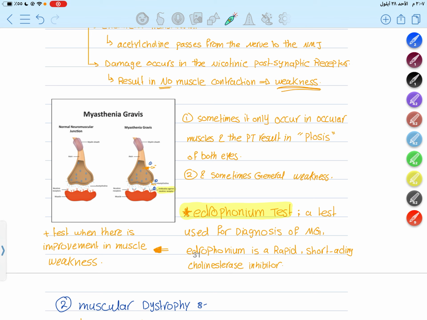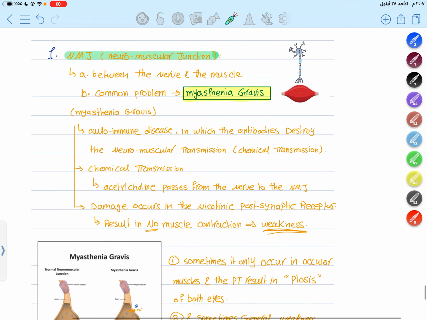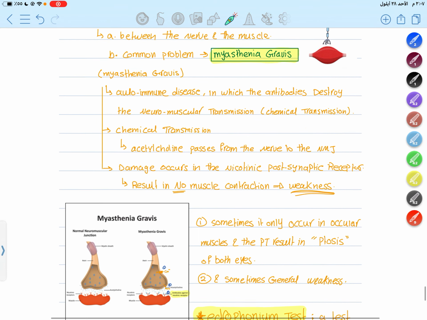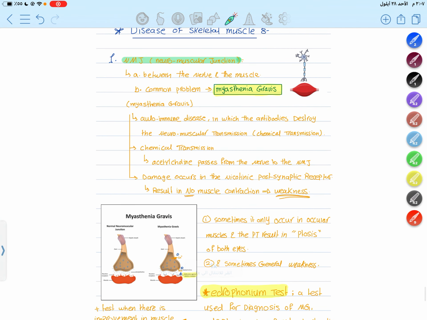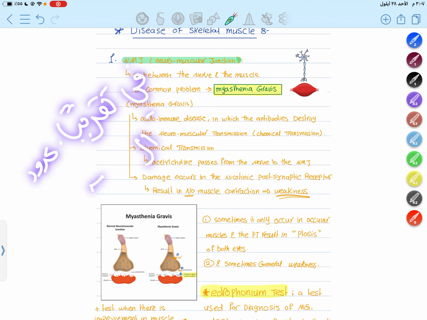So we have number one, the action potential goes to the presynaptic terminal horn. Calcium will go inside, then the vesicle will release acetylcholine. Acetylcholine will go and bind itself to the postsynaptic receptor and cause muscle contraction.